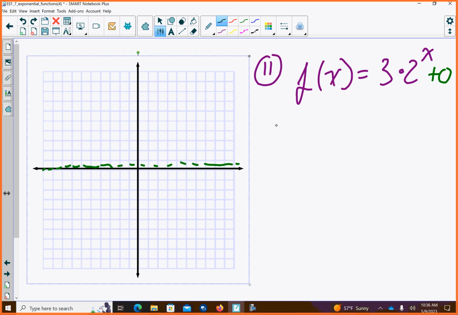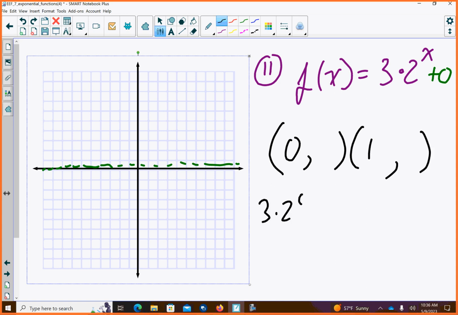So let's figure this out. I'm going to plug in 0, and I'm going to plug in 1. If I plug 0 in, I get 3 times 2 raised to the 0. 2 to the 0 power is what? 1. 3 times 1 is? So 0, 3, it's up here. I'm going to plug 1 in, so I get 3 times 2 to the first. What's 2 to the first? 2. So I get 3 times 2, which is 6. So 1 comma 6. 1, 2, 3, 4, 5, 6.